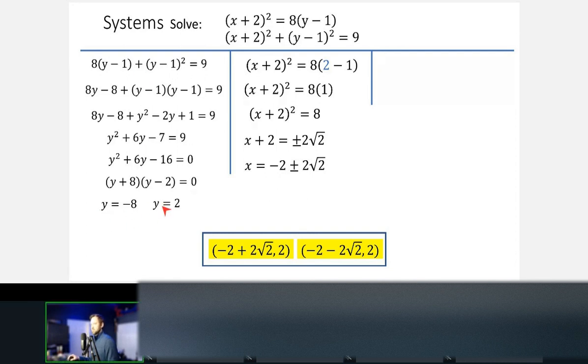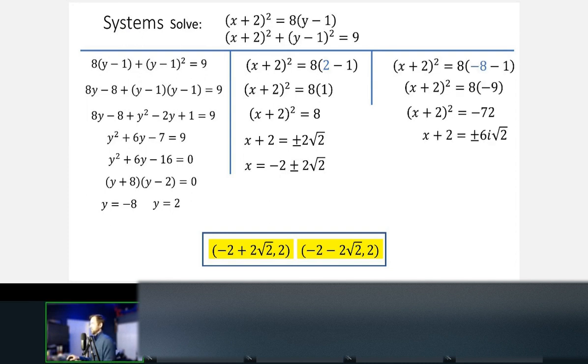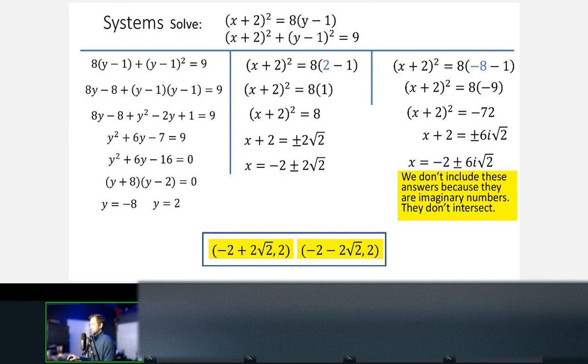If you notice, we got 2, but we also got -8. And if you did it this way and showed the work for -8, you discover that you get imaginary solutions, and that's why we don't include it. So remember, when you have your solutions to a system, you only want to include real solutions, not imaginary solutions. So that's why -8 for the y, and then your x values, are not part of your solution set. Good stuff.